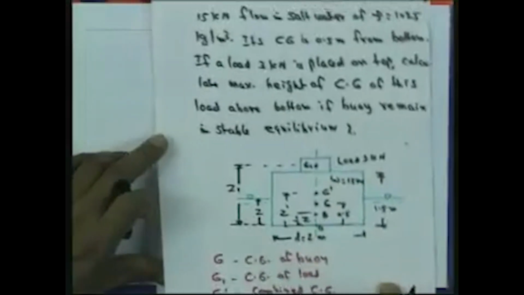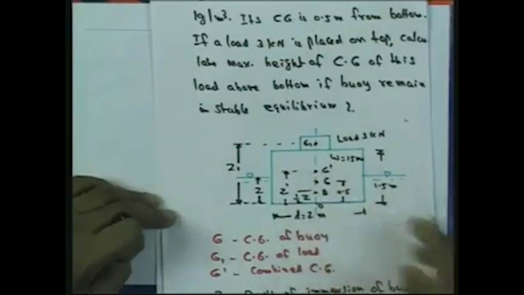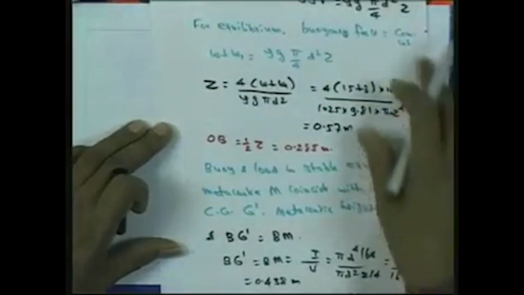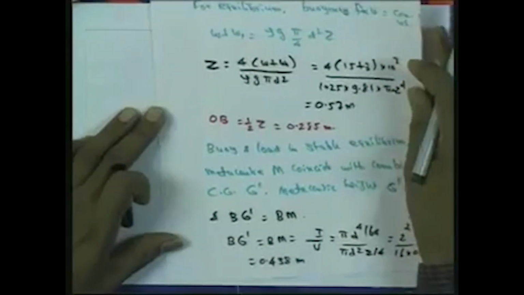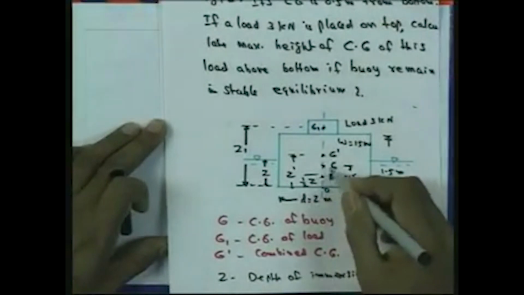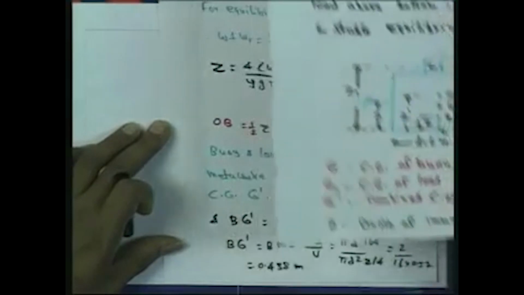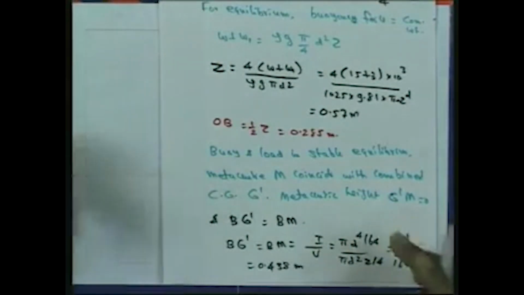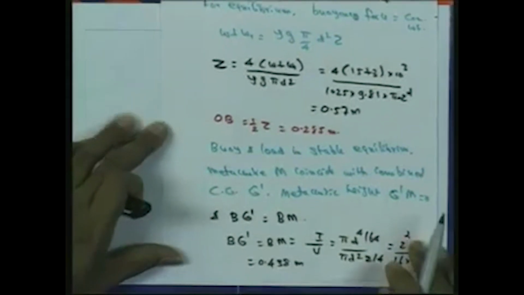Since it is in stable equilibrium, say this metacenter M coincides with the combined CG G dash. So M and G dash coincide, so that we can write G dash M is equal to 0. And now Bg dash, the new position of the center of gravity G dash from B, is equal to Bm. That means, since G dash is equal to the metacenter M, Bg dash is equal to Bm.